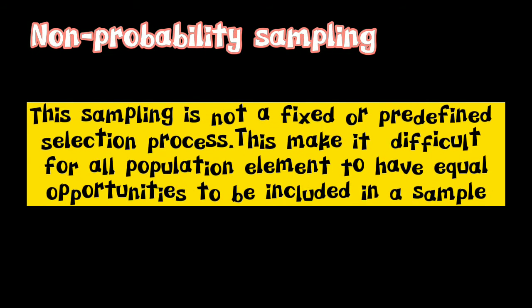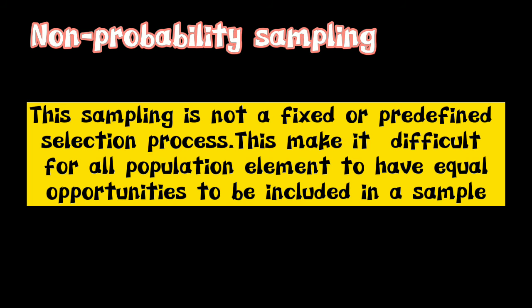Let us proceed to another type of sampling technique. It is the non-probability sampling. This sampling is not a fixed or predefined selection process. This makes it difficult for all population elements to have an equal opportunity to be included in a sample. Non-probability sampling is the opposite of probability sampling. In addition, this type of sampling technique relies on the subjective judgment of the researcher.